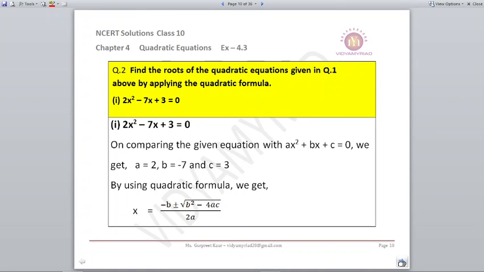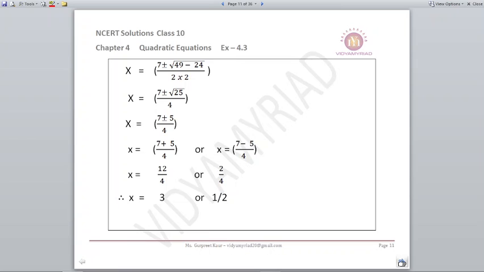Question number 2. Find the roots of the quadratic equation given in question number 1 above by applying the quadratic formula. So please remember the quadratic formula. It is minus b plus minus square root of b square minus 4ac upon 2a. This is the formula which you need to remember. You will find the values of a, b and c with the help of your equation, which is given as 2x square minus 7x plus 3 equal to 0. So your a is 2, your b is minus 7, your c is 3. So just put it into the formula. You will find the values of x.